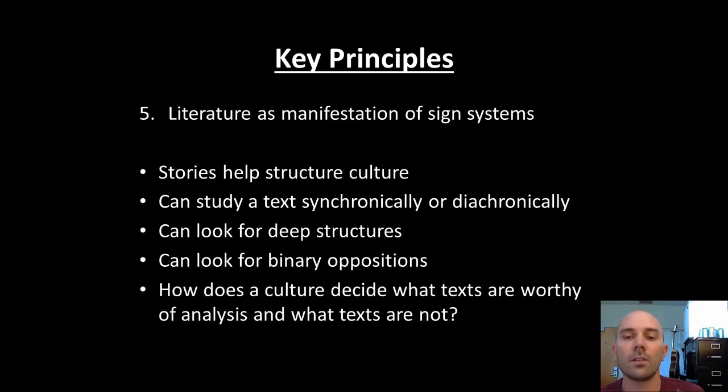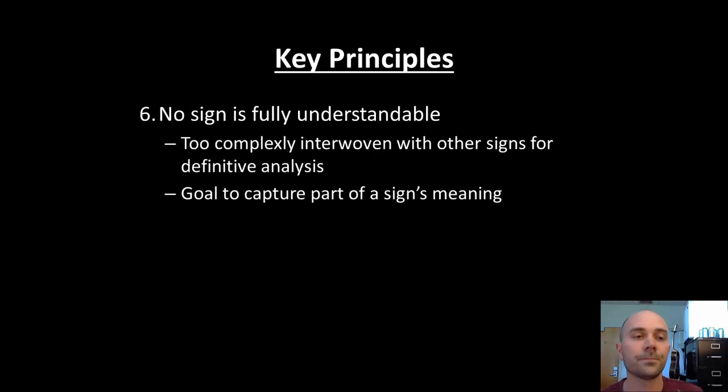You can study a text synchronically or diachronically, as we've mentioned. You can look for deep structures in a text or in a series of texts. Binary oppositions is going to be another key, and I think this is perhaps one of the most useful applications of structuralism, is that you can look for binary oppositions in text. So how does a text set up a binary? That might be light and dark, wet and dry, hot and cold, good and evil, which are very simple binaries. There might be more complex binaries that are operating in a text. And then a structuralist might also ask, how does a culture decide what texts are worthy of analysis and what texts are not? The sixth key principle is that no sign is fully understandable.